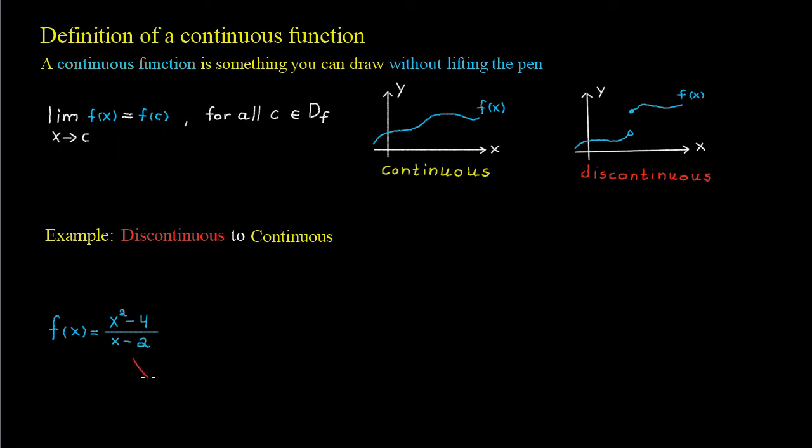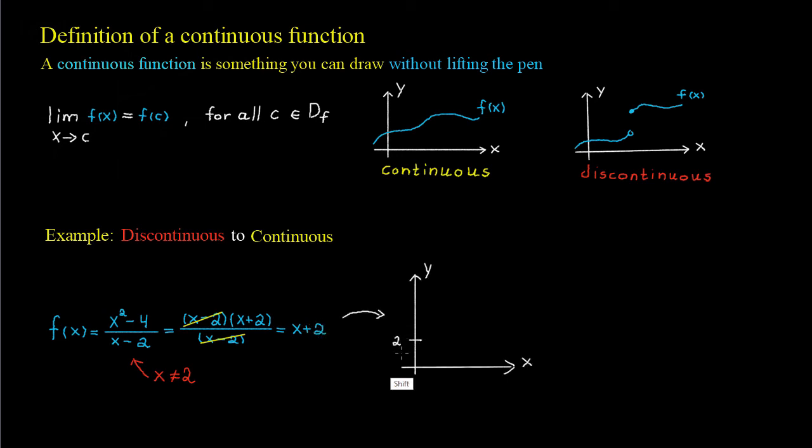But let us try to simplify the function. Just remember that x can never be equal to 2. So by factoring the numerator, we can see that the numerator and the denominator share the common factor x minus 2, which therefore can be removed. This simplifies the whole function to x plus 2. And if we graph this simplified version of the function, we can see that it's just a straight line. But we have to remember that x can never be equal to 2, as this was our condition to be able to simplify the function from the start.